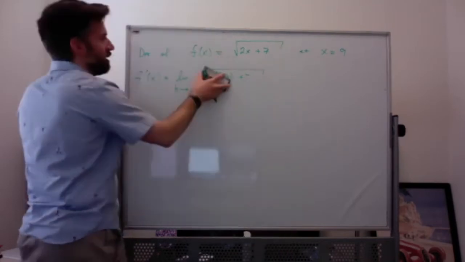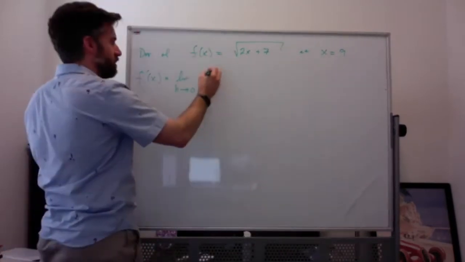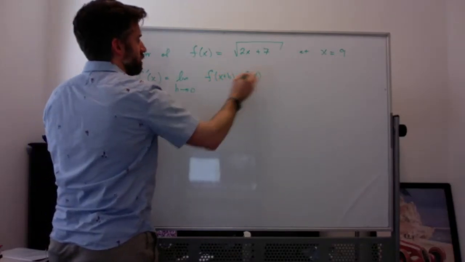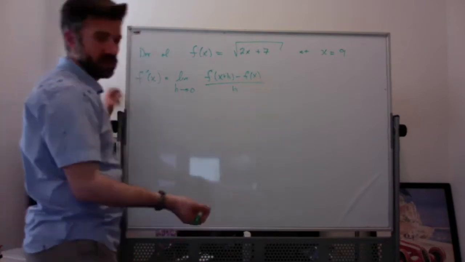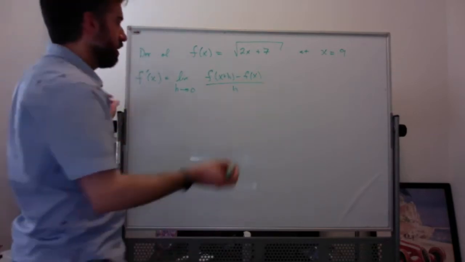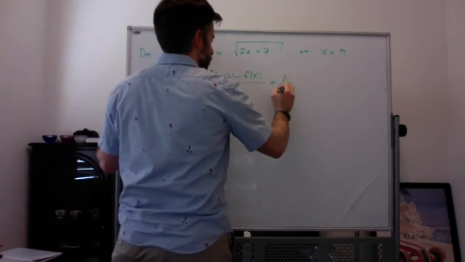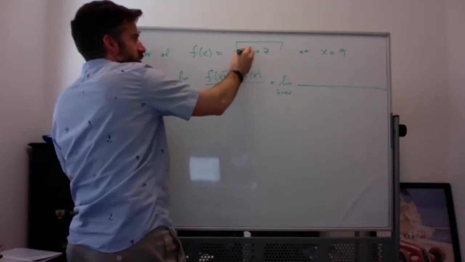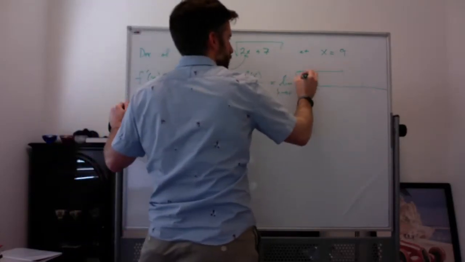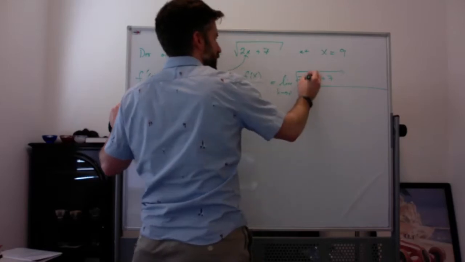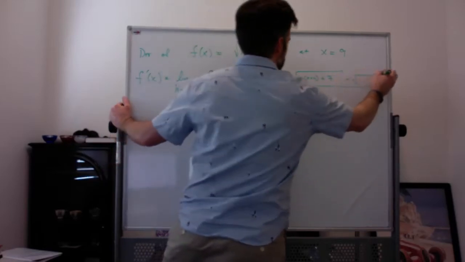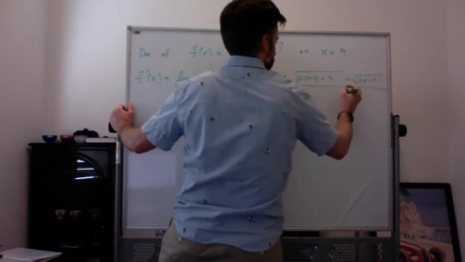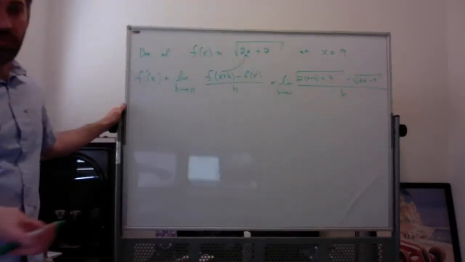Sorry, I skipped a step. Let me write the regular old limit as h goes to 0 of f of x plus h minus f of x all over h, which is just the difference quotient that we're taking the limit of. If I was plugging in my function, it would be the limit of the square root of 2 times (x plus h) plus 7, minus the square root of 2x plus 7, all over h. That's how you would set up the limit definition as a function.